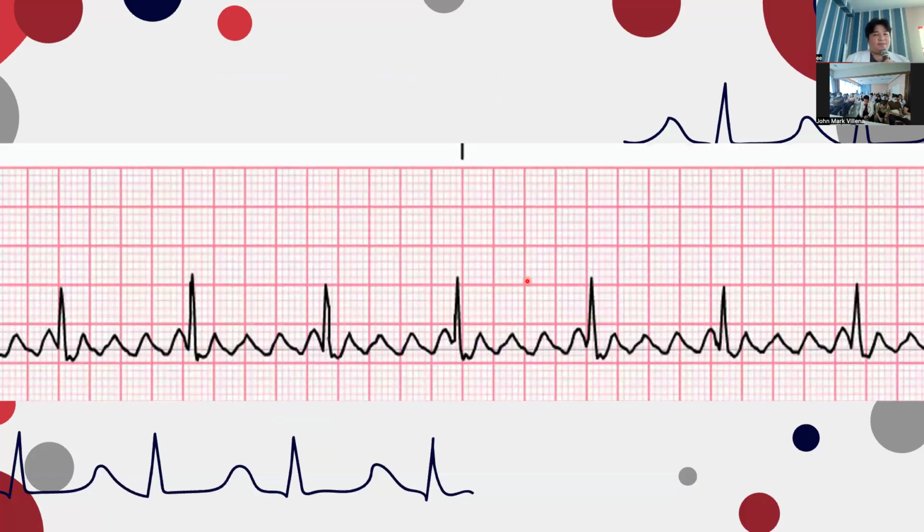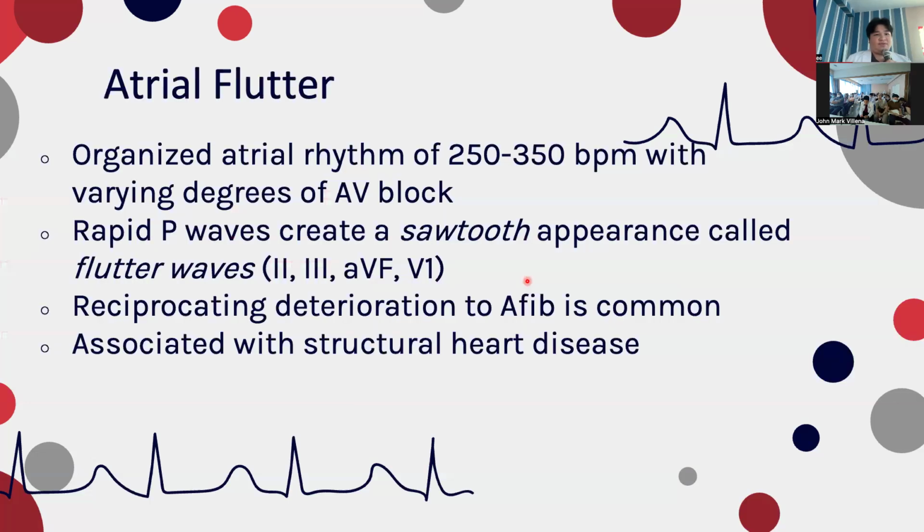So for the next strip, we have a rate of around 250 to 400 beats per minute, regular ventricular rate, and the P waves are absent, with flutter waves, and a normal QRS complex. So this is an example of atrial flutter. It's an organized atrial rhythm of 250 to 350 beats per minute with varying degrees of AV block. Rapid P waves create a sawtooth appearance called flutter waves.